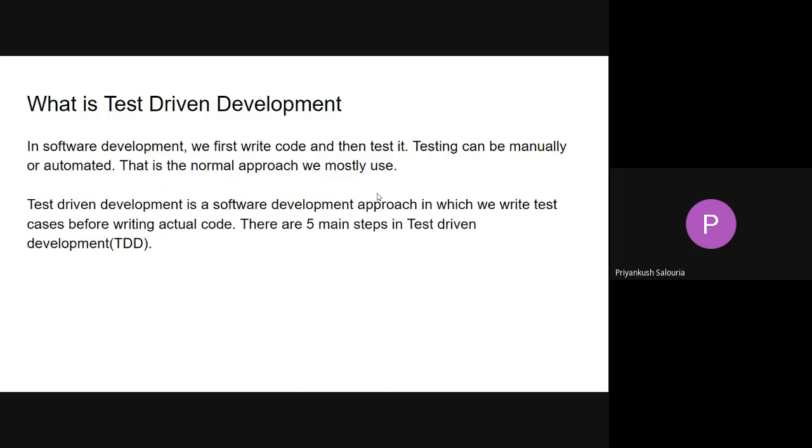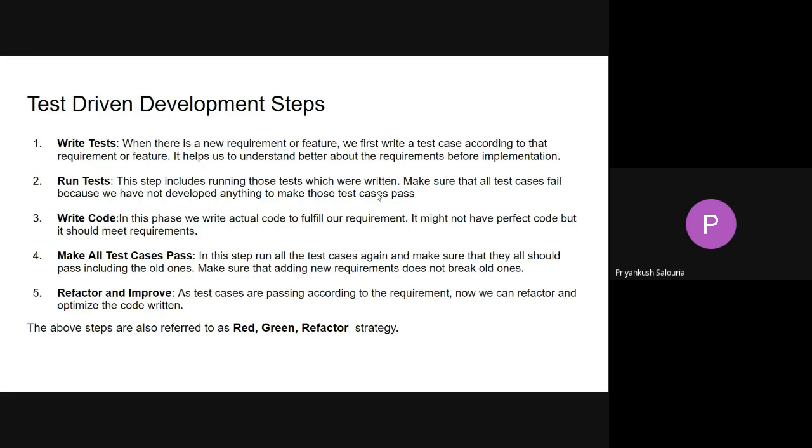So in normal development, we first write code, then we write test cases. But in test-driven development, we first write test cases and then we write actual code. Okay. So there are some steps in test-driven development that we will discuss. If anybody has any question, please feel free to ask.